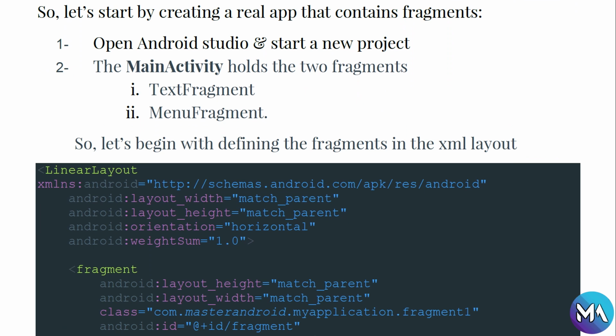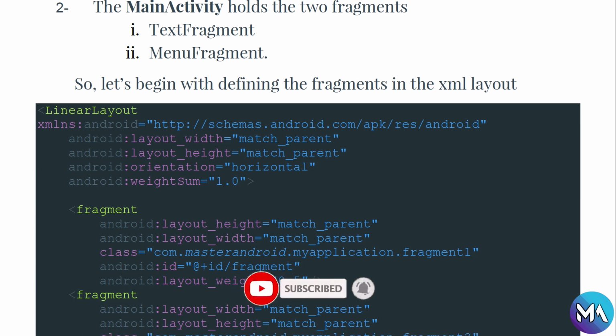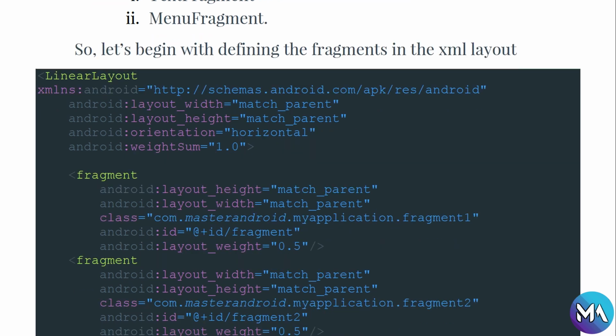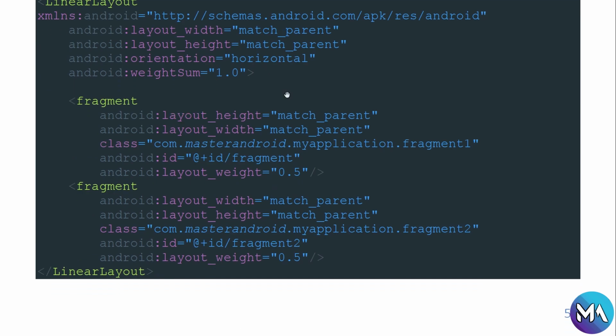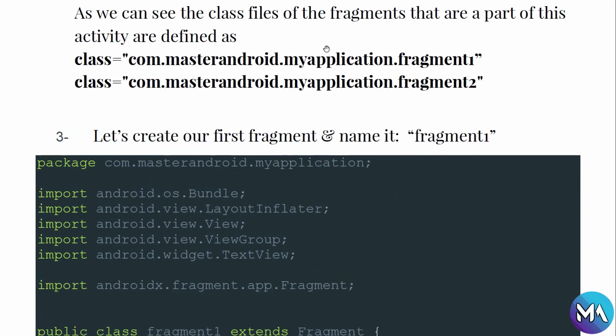So first of all, open Android Studio and start a new project. Second of all, make a main activity holding two fragments, text fragment and menu fragment. Here we have designed and made a fragment, inserting two fragments inside the layout of the main activity, assigning the classes for them. The first one is called fragment number 1 and fragment number 2 is the second.